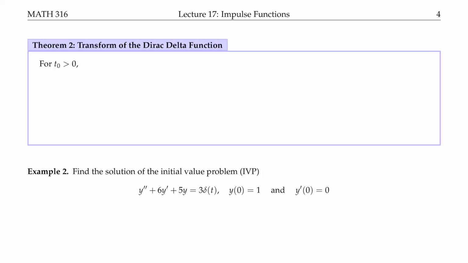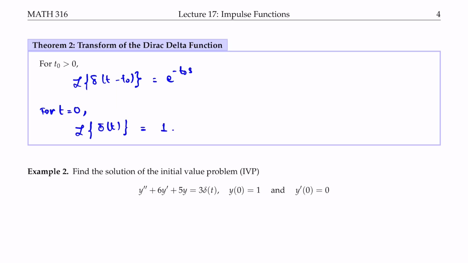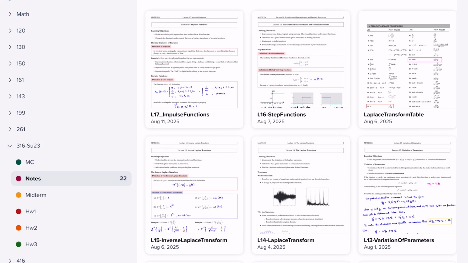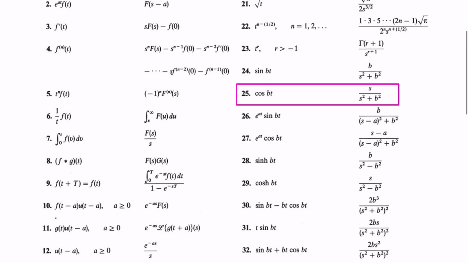We have two formulas on Laplace transform. The Laplace transform of the delta function of t minus t0 is going to be e to the negative t0 times s. For t0 equal to 0, the Laplace transform of delta of t is going to be equal to 1. Okay. Now let's go back to the Laplace transform table.